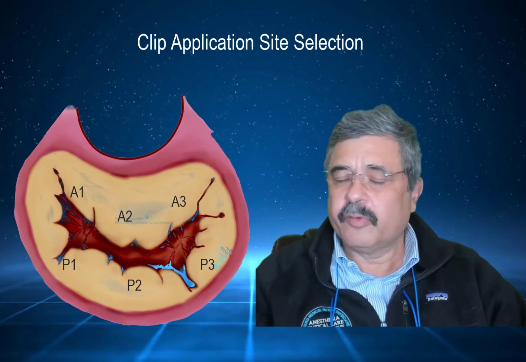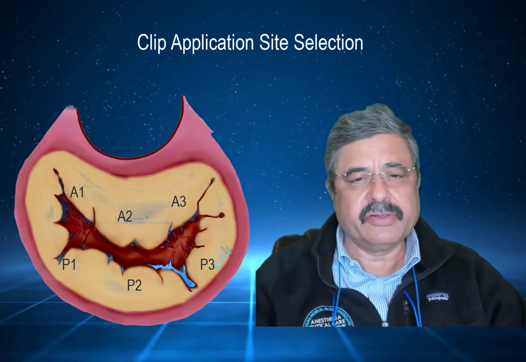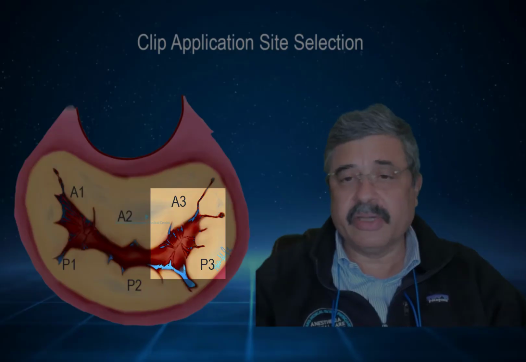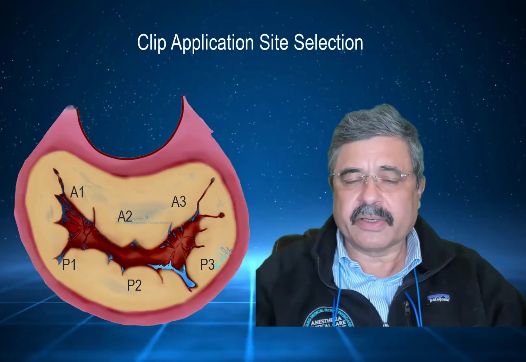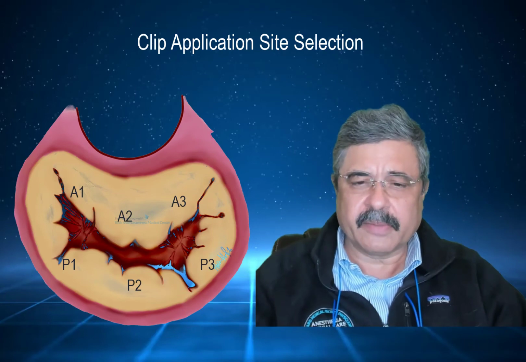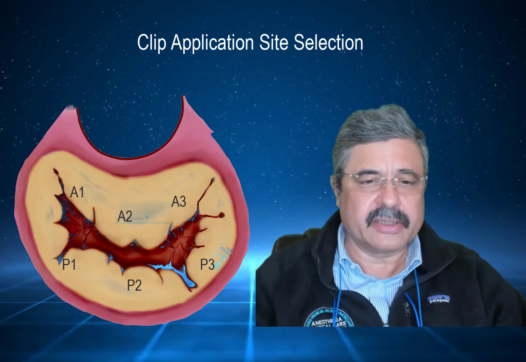And therefore, we plan to place the first mitral clip at A3P3 or slightly to the medial side of A2P2, and then reassess the situation to see the severity of regurgitation after the first clip to decide whether or not a second clip should be applied.